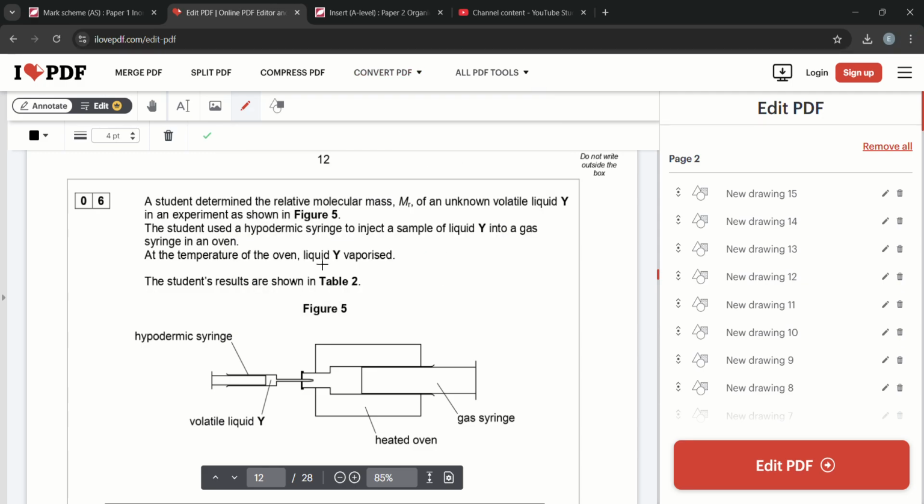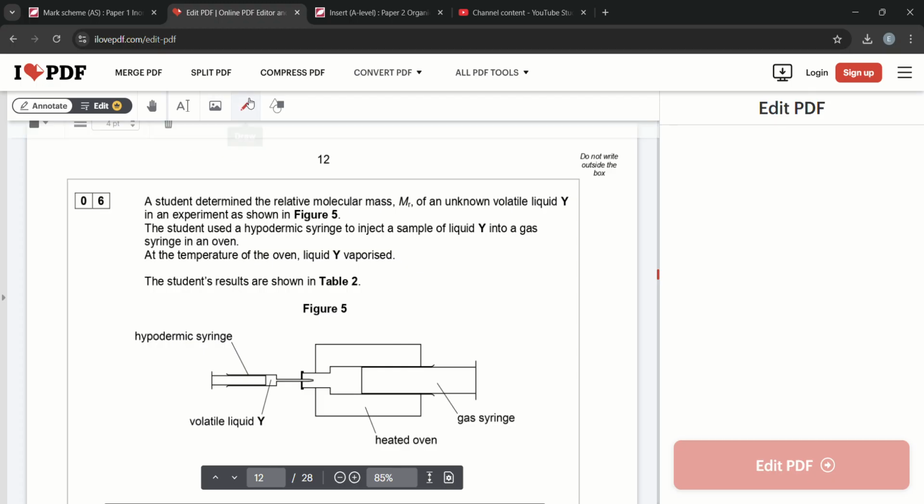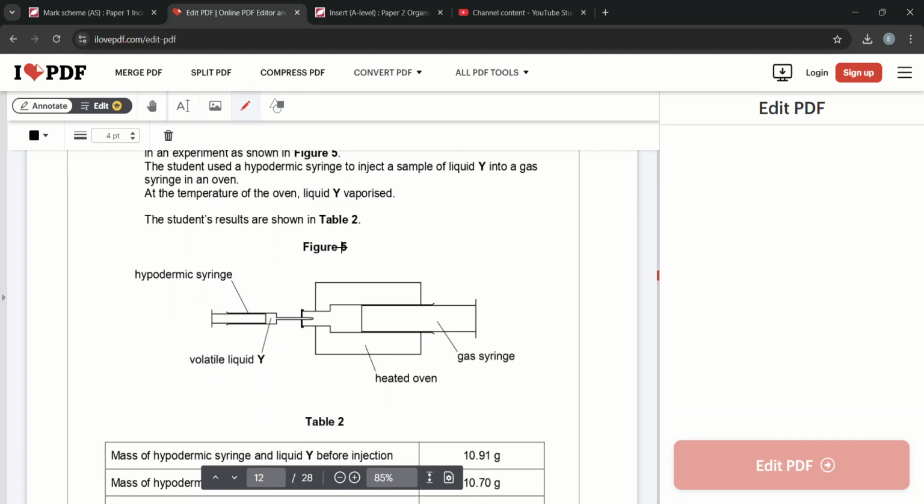Question 6. A student determined the relative molecular mass Mr of unknown volatile liquid Y in an experiment as shown in figure 5. The student used a hypodermic syringe to inject a sample of liquid Y into a gas syringe in an oven. At the temperature of the oven, liquid Y vaporized. The student's results are shown in table 2.